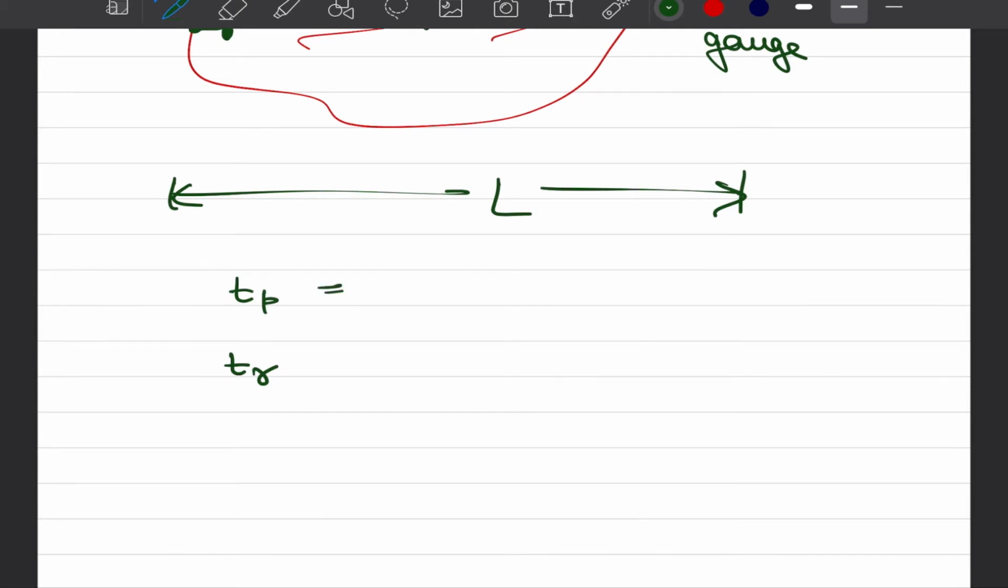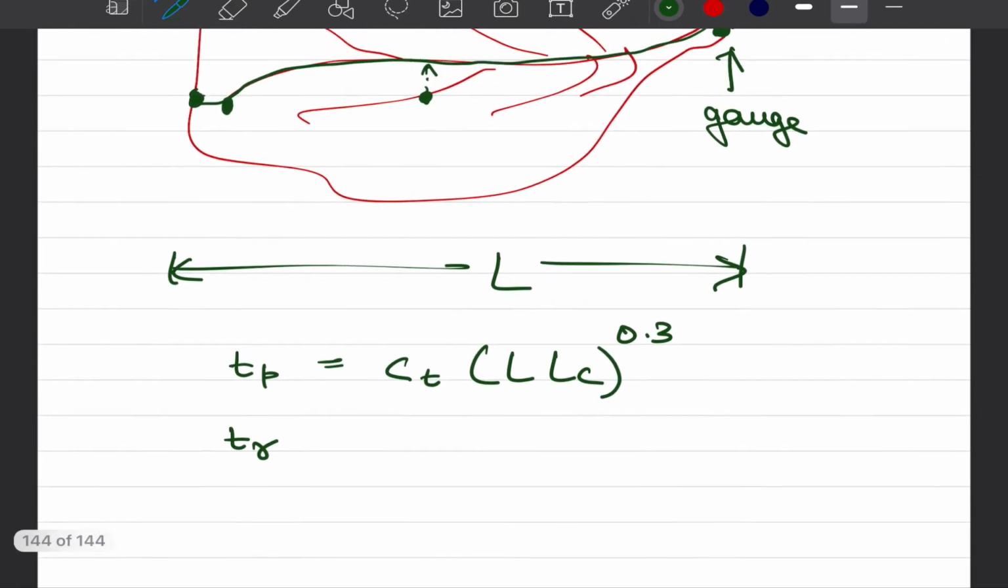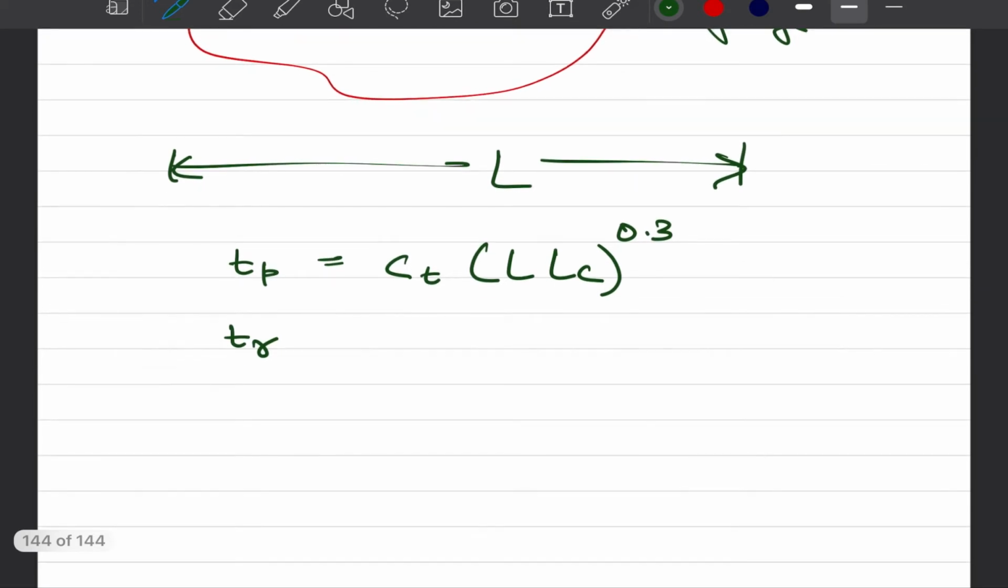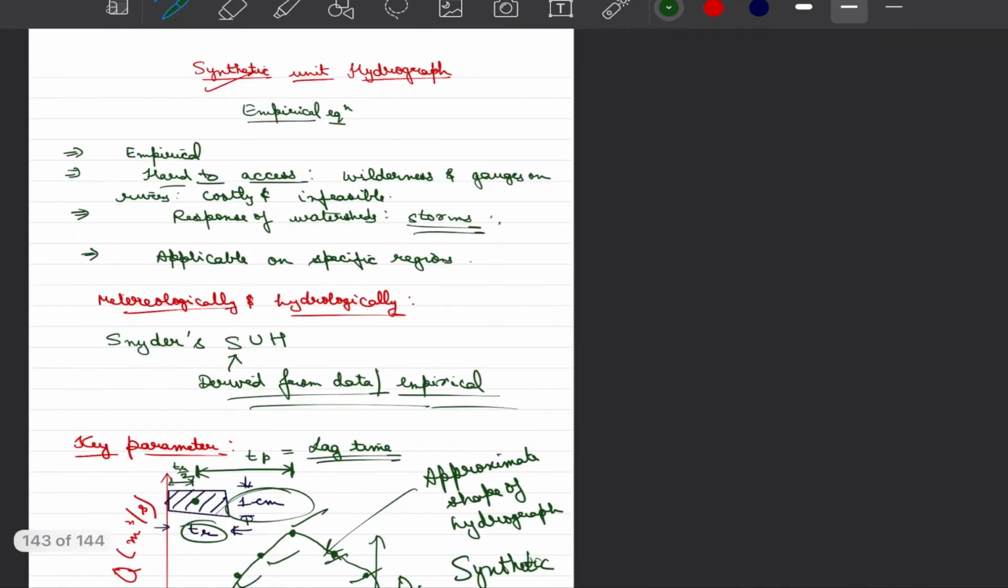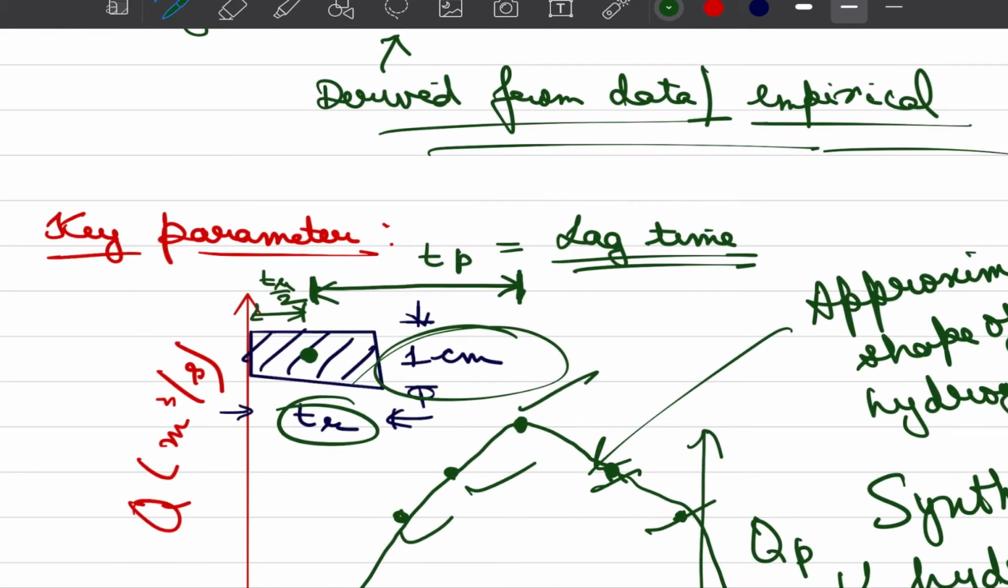So he said that TP is equal to CT into L times LC raised to power 0.3. Again, this is coming from empirical observations made on a large number of watersheds in an area of interest, but these relationships are also applied outside that area, and we will solve some examples so that it becomes clear how we can do that. So if we know CT, L and LC, we can determine the lag time here.